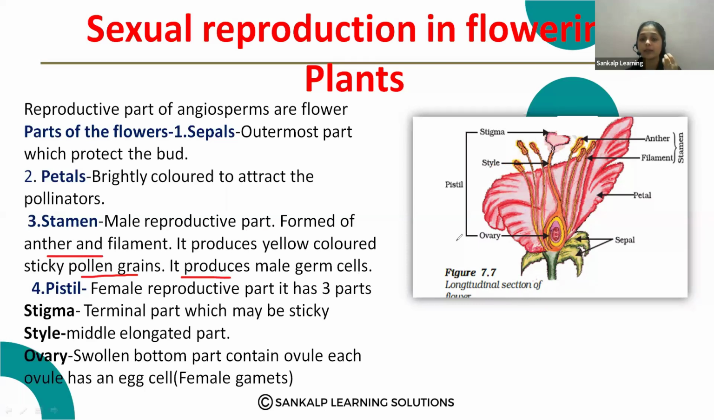Okay. And these pollen grains produce the male germ cell, meaning they produce the male gamete.